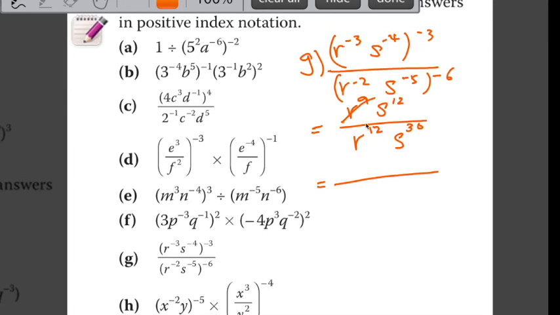So if I were to cancel, this one will be divided away, so 1 is left. Once I divide away r to the power of 9 on the numerator, I will have r cubed left. Same for this: I divide away, I will have s to the power of 30 minus 12, because I divide away 12 on the numerator, so I have s to the power of 18 left. So the numerator is 1 times 1, which is 1. This is in positive index.